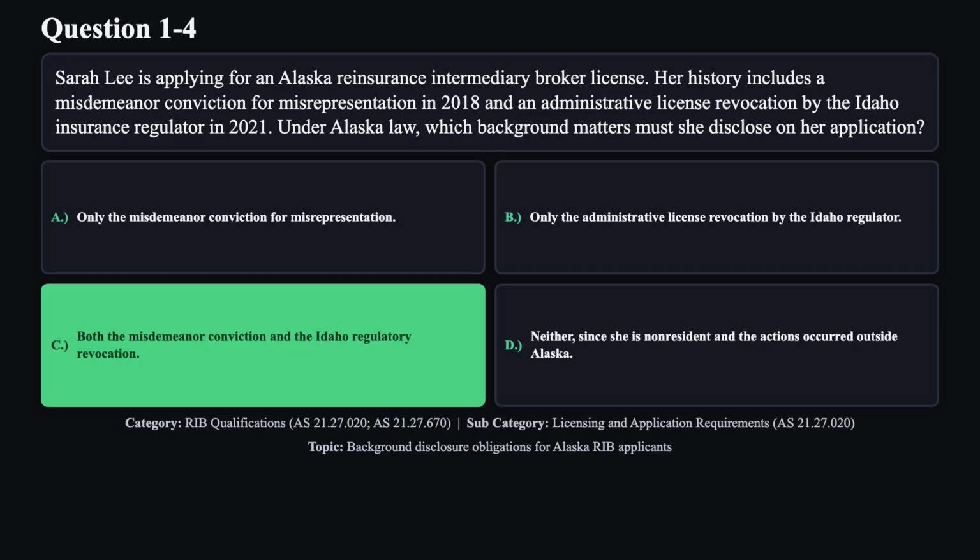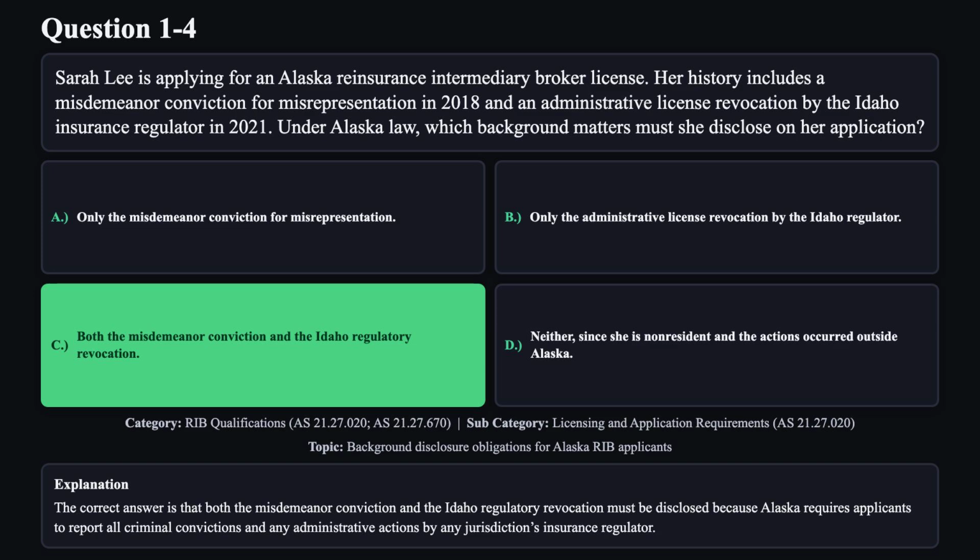The correct answer is C. The correct answer is that both the misdemeanor conviction and the Idaho regulatory revocation must be disclosed because Alaska requires applicants to report all criminal convictions and any administrative actions by any jurisdiction's insurance regulator.